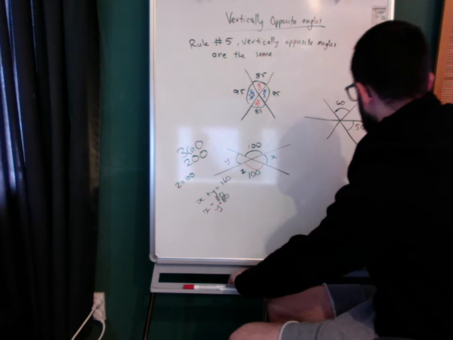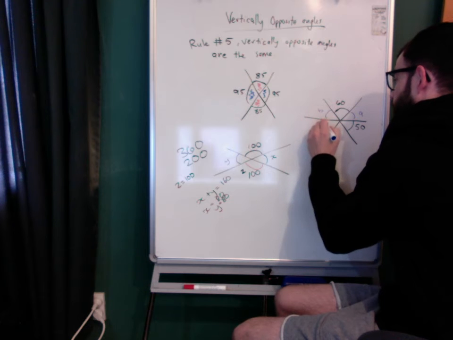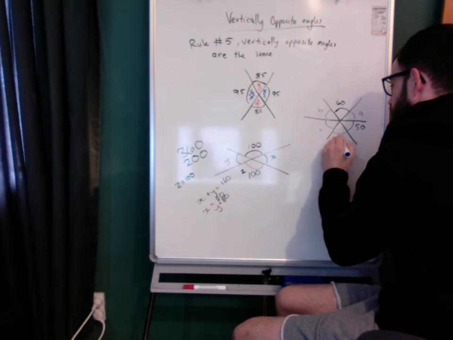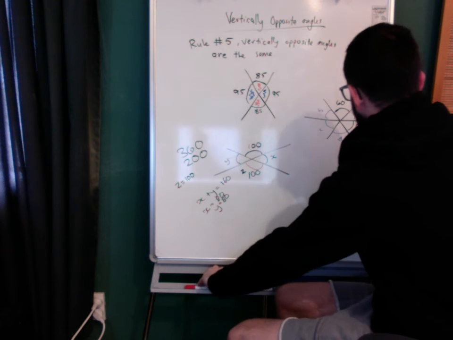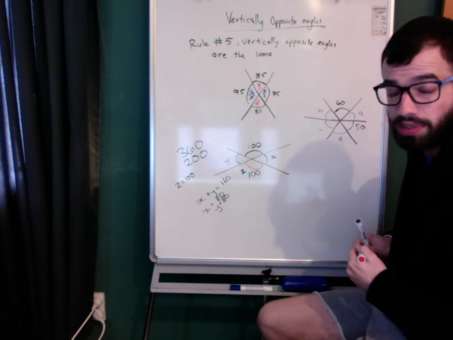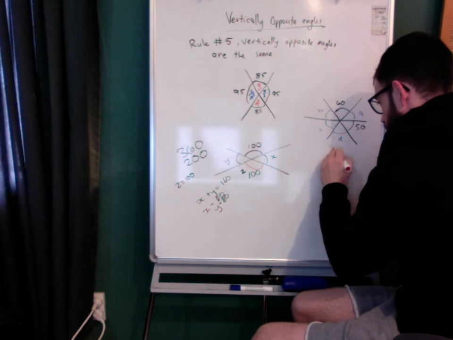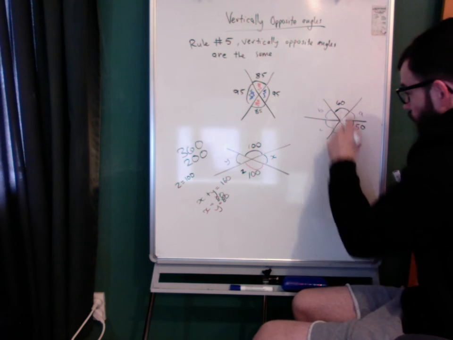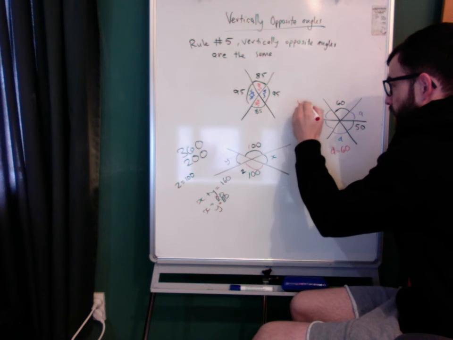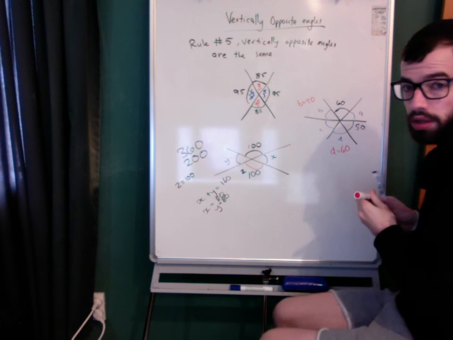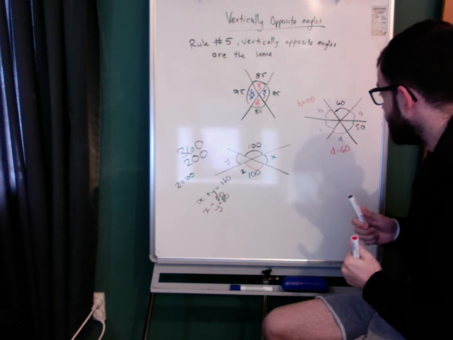This last one is a little bit more tricky, so let's put some letters in. So we're going to have A, B, C, and D. The first thing we can do is use our vertically opposites to figure things out. We've got 60 here, which means that D is also going to be 60 because it is vertically opposite. We have 50 here, which means that B is also going to be 50 because it is vertically opposite. So we're left with an A and a C.